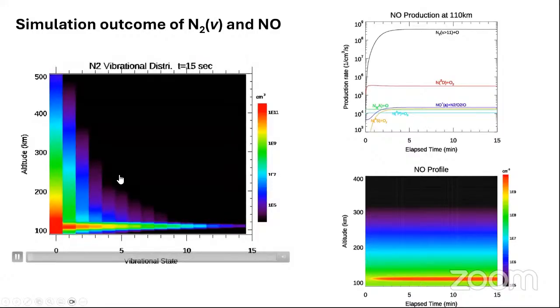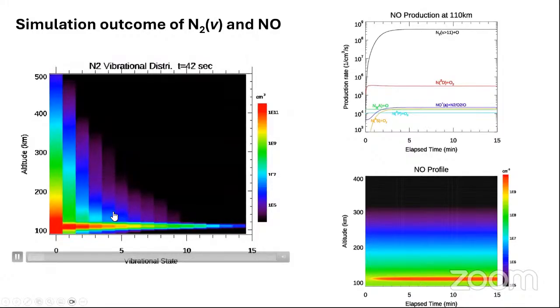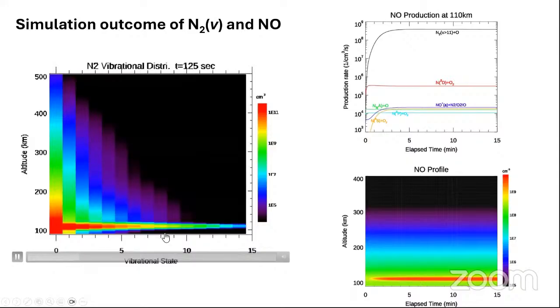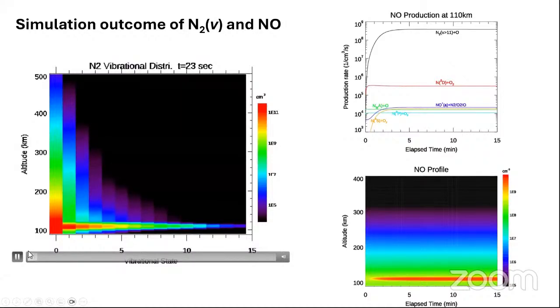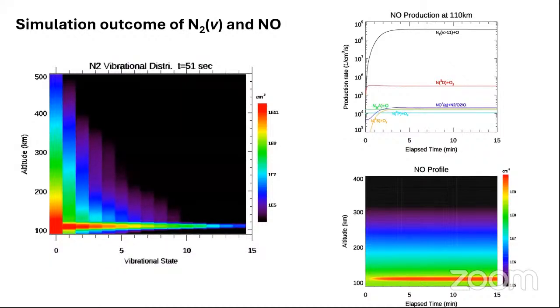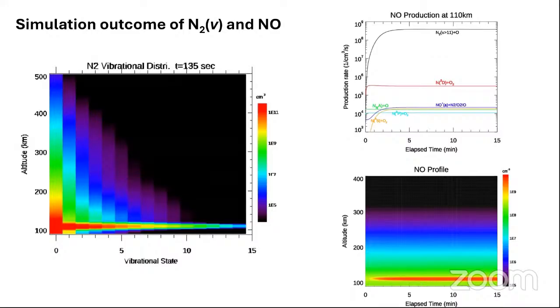So, let's play the movie for the temporal variation of the vibrational distribution of the nitrogens. The horizontal axis here is the vibrational level, and the vertical axis here is the altitude. I think I need to play it from the beginning. The excitation quickly extends to high vibrational levels at around 110 kilometers in less than 1 minute, and then becomes quasi steady afterwards. Such highly vibrationally excited nitrogen becomes the dominant source of the nitric oxide production.